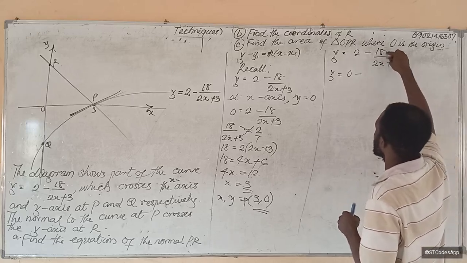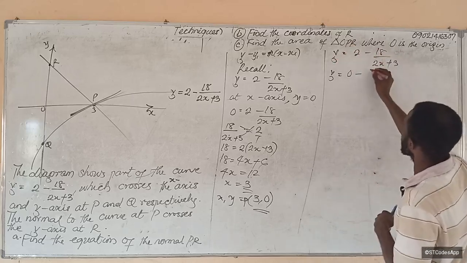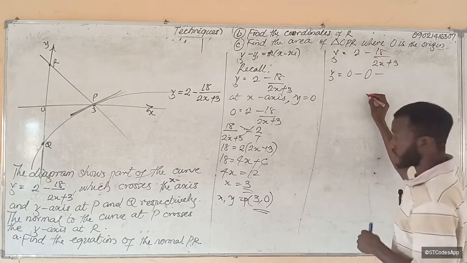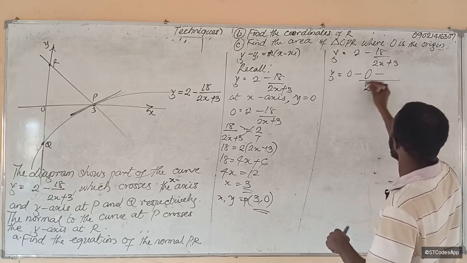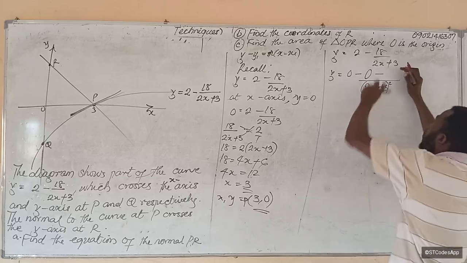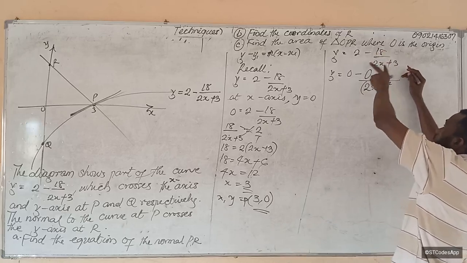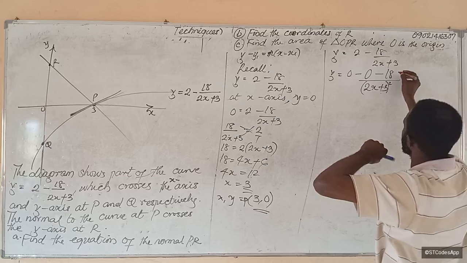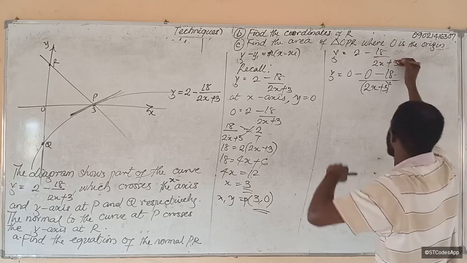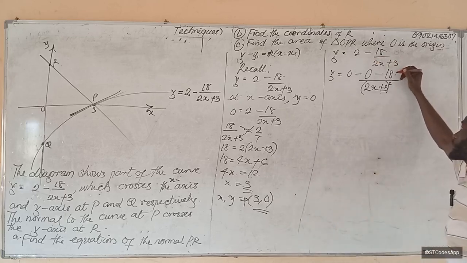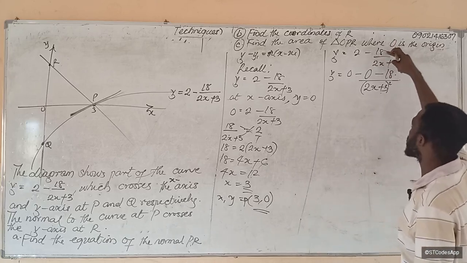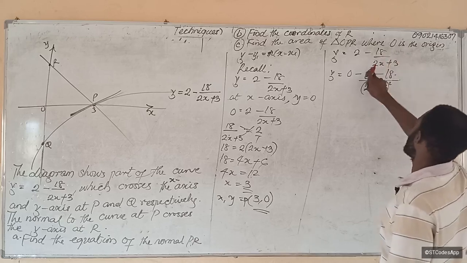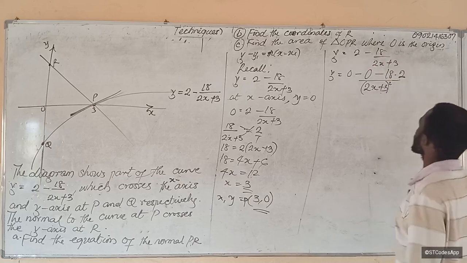Hold the bottom, differentiate the top, which will give you 0. So 0 again minus, does that make sense? All over 2x plus 3 all squared. Now hold the top, differentiate the bottom. So 18 dot, differentiate the bottom. What does it give you? Differentiate this, you get 2.